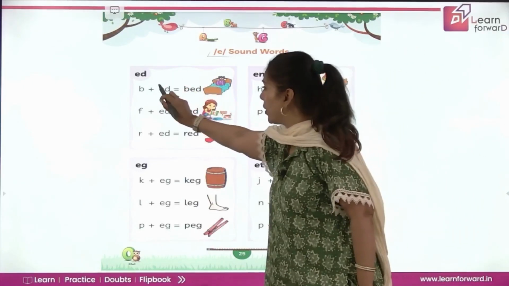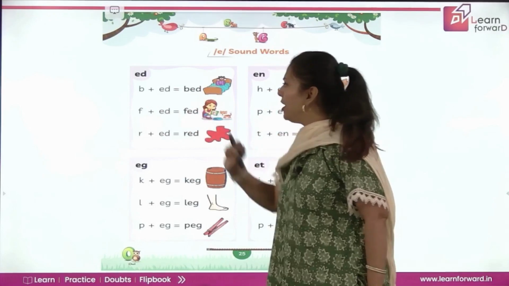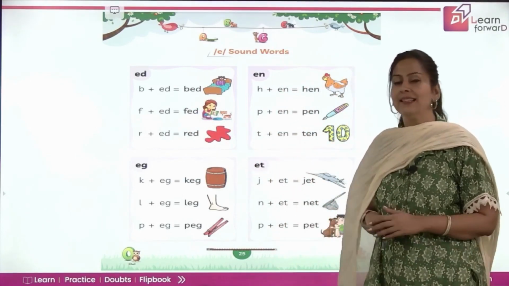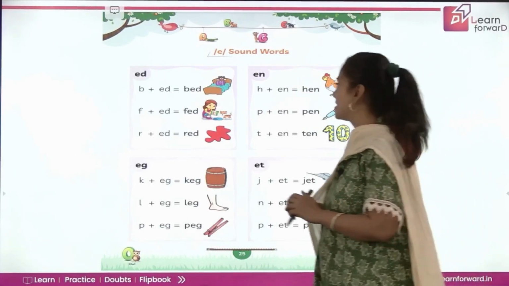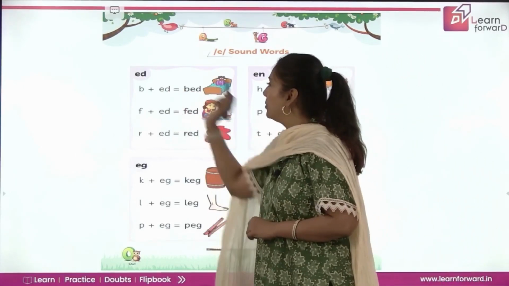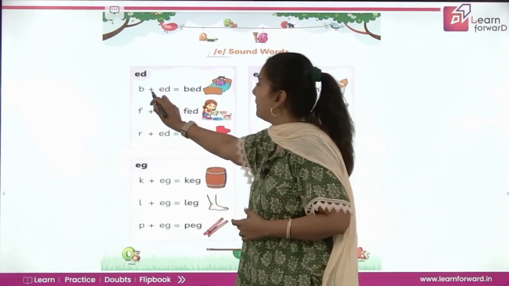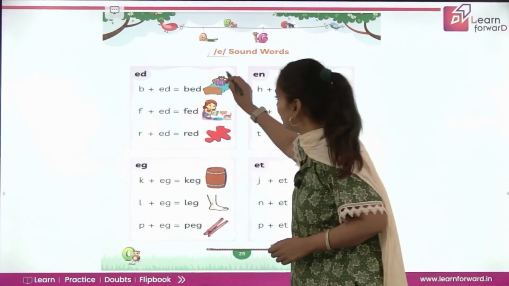Now, we'll be doing E sound words. So, we'll be joining this ED. We'll be adding one more consonant in front of it. Then it will make sense. The whole word will be completed. Okay? So, now we'll be doing ED sound words. Okay? Now, B plus ED, bed. Oh, this is a beautiful bed.